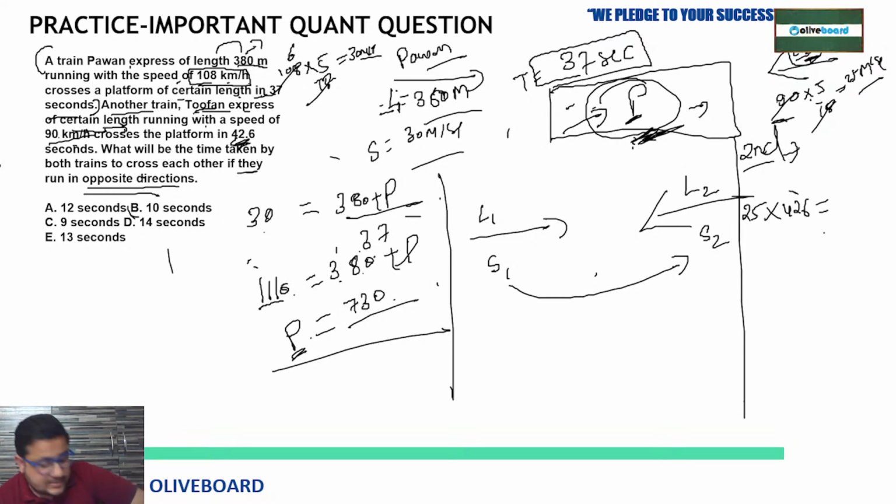42.6 seconds is equal to... is this clear till now? Is there any doubt in anyone's mind? Then you can ask. 42.6. Now, the length of the platform plus the length of the train. The length of the train is not given, plus the length of the platform, that is 330.